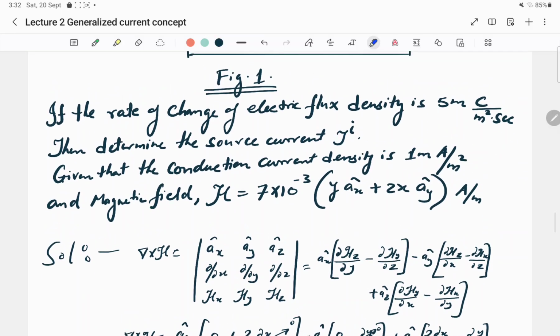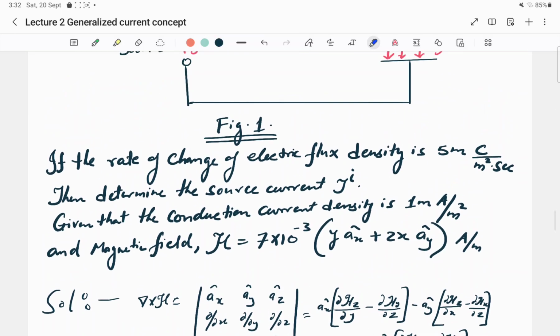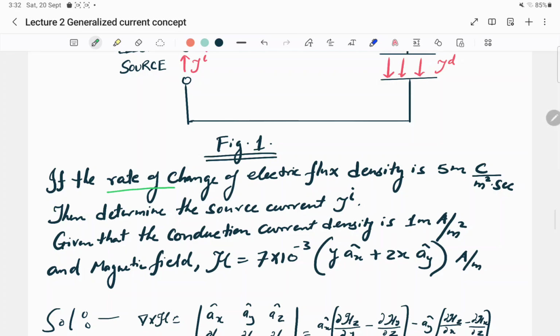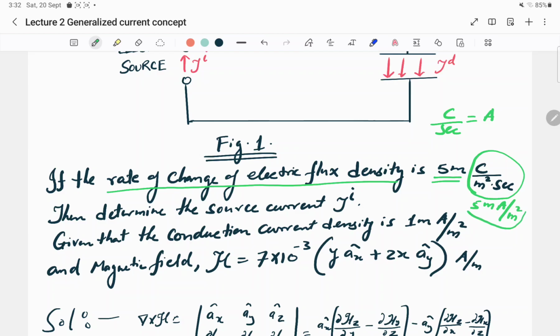Okay, all right. Now let's start the derivation. Let's start the solution. Before starting the solution, I want to tell you that here the rate of change of electric flux density is given as 5 millicoulomb per meter square second. Coulomb per second is actually nothing but ampere, so this can also be written as 5 milliampere per meter square. That means this is a current density.